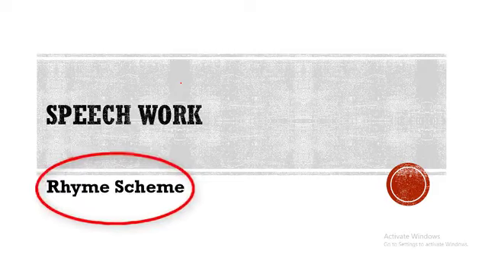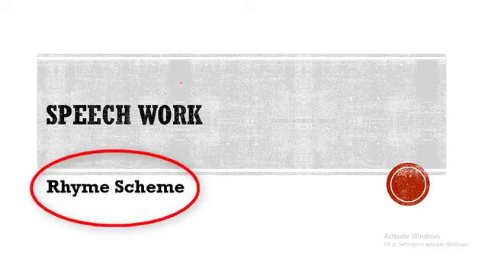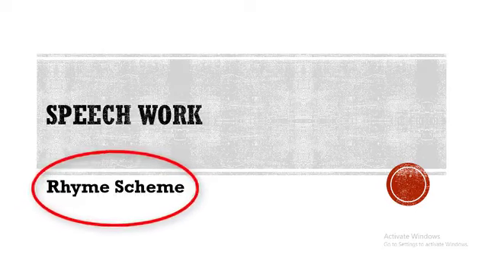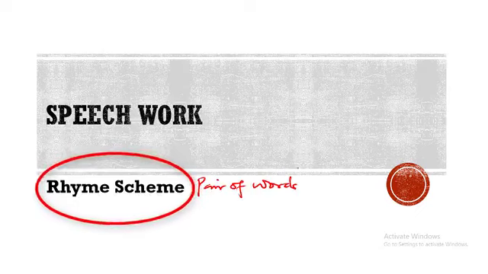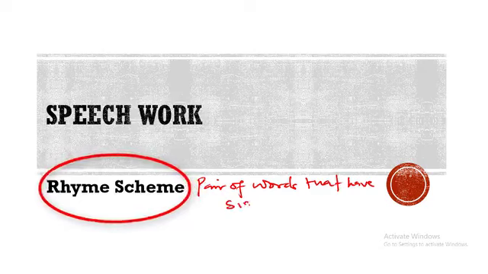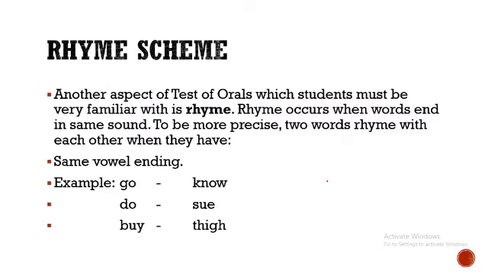Welcome back. Like I said, we are considering a very important aspect of English, and that is under speech work, we are considering rhyme scheme. What are rhymes? Rhymes are pairs of words that have similar endings. Okay, that's what we refer to as rhyme scheme. So let's move on to such words in English language.